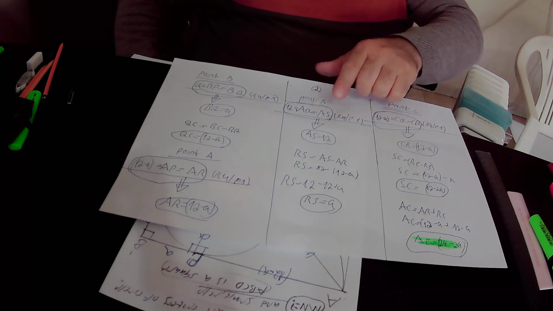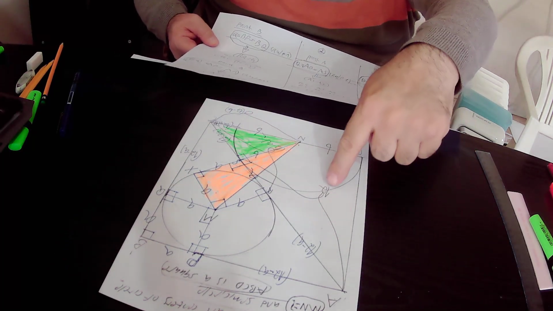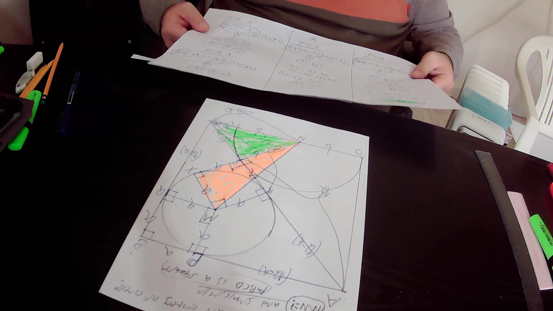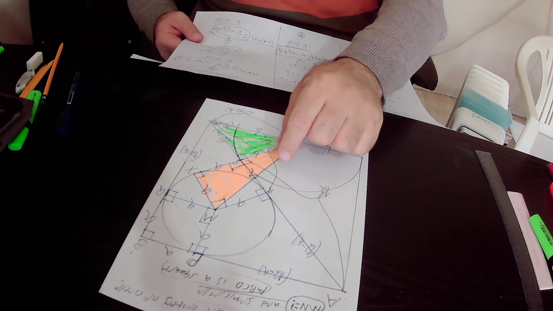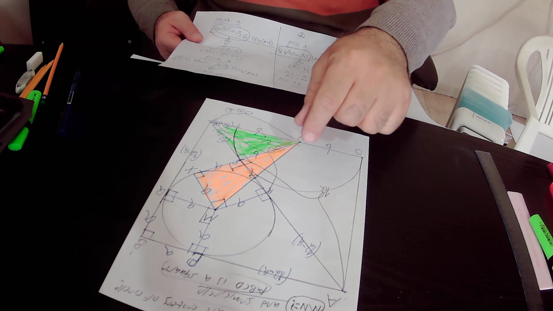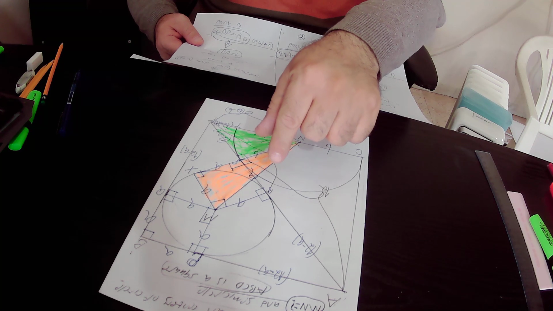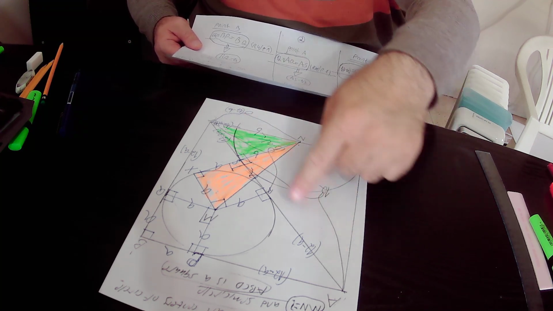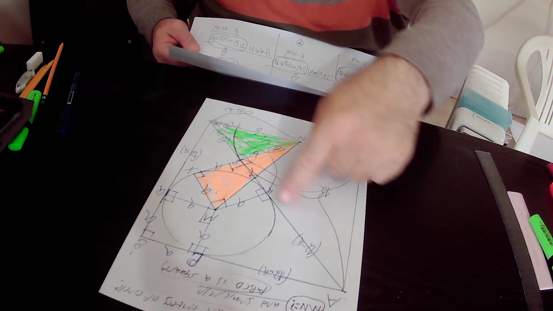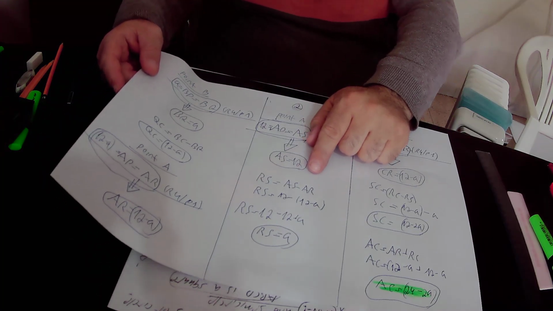We conclude that AS is also equal to 12 units. So what is the length of line segment RS? It is very easy to see from the drawing that the length of line segment RS is equal to AS minus AR. Again, RS equals AS minus AR.